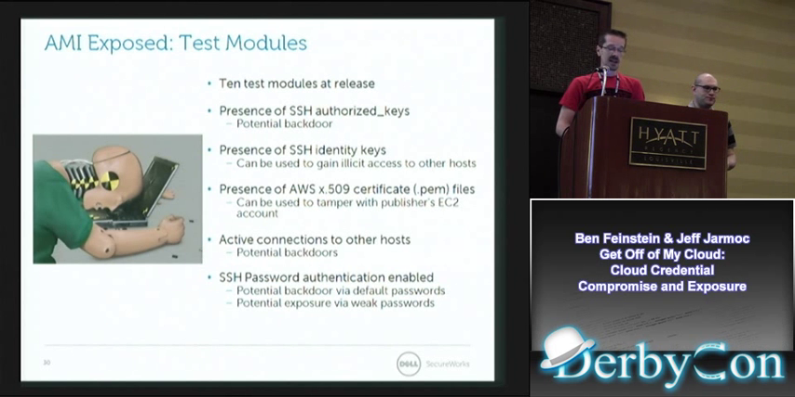We look for active connections to other hosts that might indicate there's a backdoor that already has a session open to a third party. And then we look at whether SSH password authentication is enabled. In a lot of cases, we find that despite the fact that Amazon's service is built pretty heavily around key authentication, some people will publish images with password authentication, and that can expose you to default passwords included with the image, weak passwords, typical brute force attacks, and things like that.